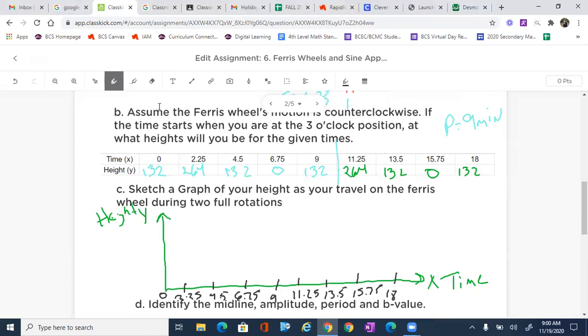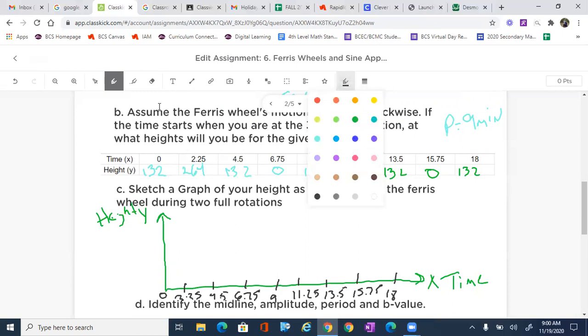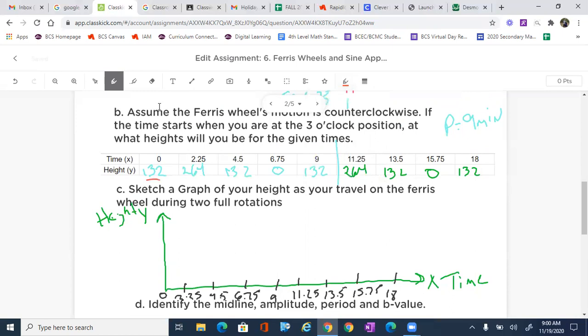Once we do that, I'm going to go ahead and mark the most important points. You'll notice that 132, 264, and 0 keep showing up. So I've got 0, I'm going to put 132, and then I'm going to put 264. There's our height. And now I am literally just going to go through here at 0.